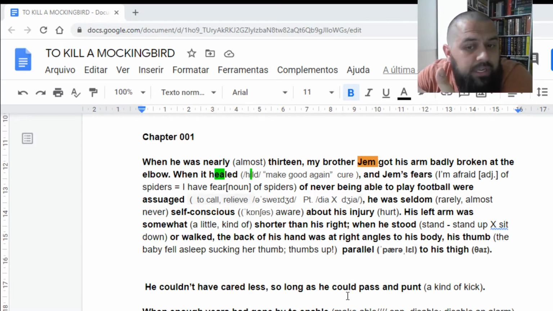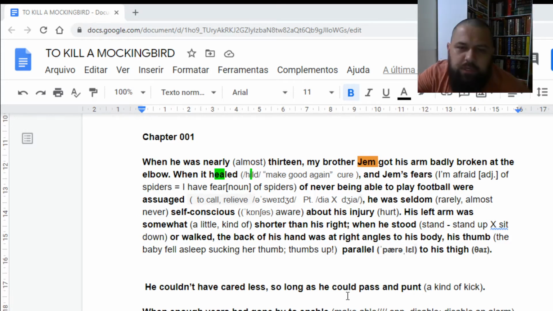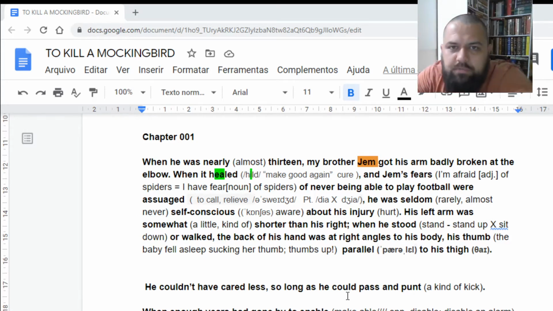Because remember, he could have been self-conscious because he was left with a little consequence of the broken elbow. We're going to read about that now. His left arm was somewhat shorter than his right. That was the consequence, right? When he stood, the past of stand, right? Or walked, the back of his hand was at right angles to his body, his thumb parallel to his thigh.